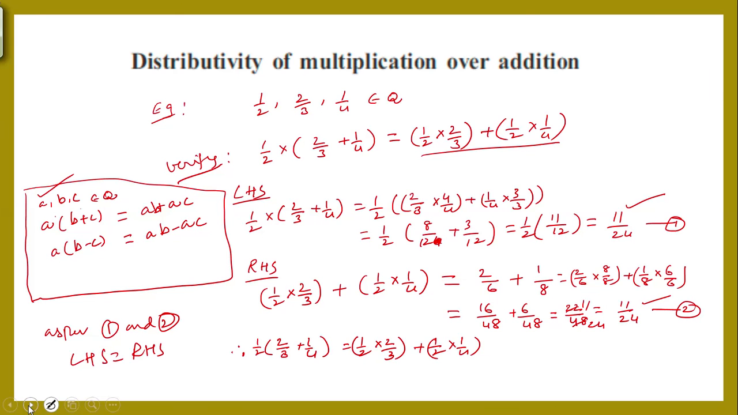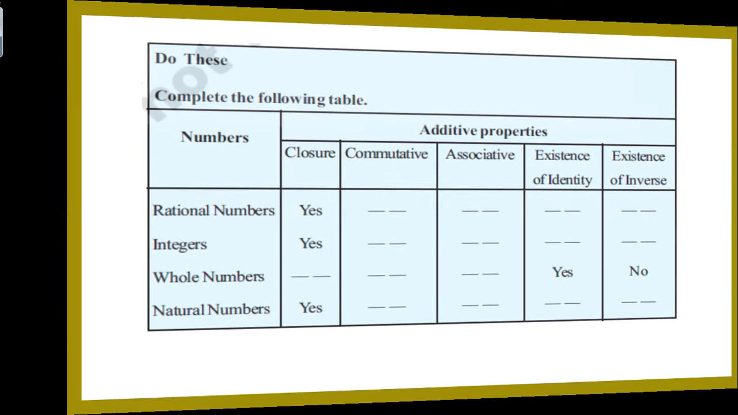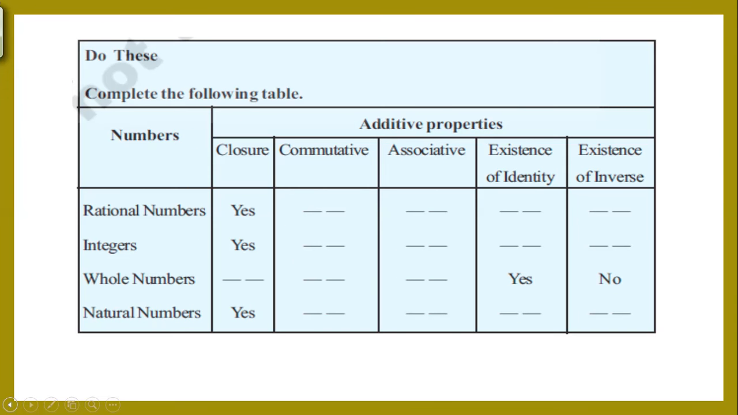Okay, now we move to the next slide. That is a small exercise on the completed properties. First one is the additive properties. Additive properties in rational numbers, integers, whole numbers, and natural numbers. What are the additive properties? Closure, commutative, associative, existence of identity, and existence of inverse. You may fill the blanks. Here you observe the numbers given: rational numbers, integers, whole numbers, and natural numbers.